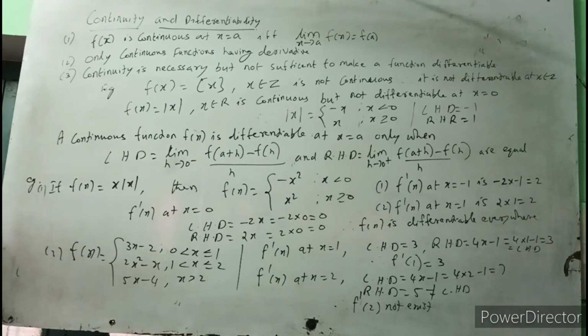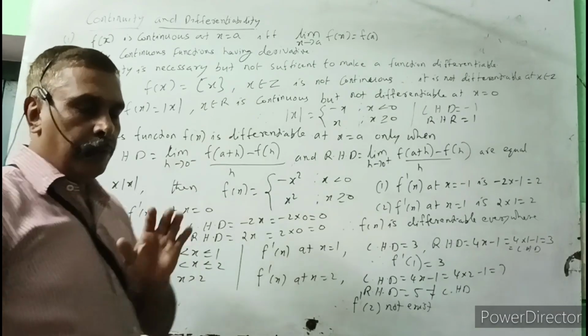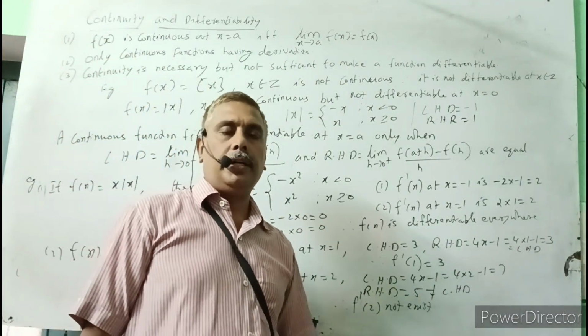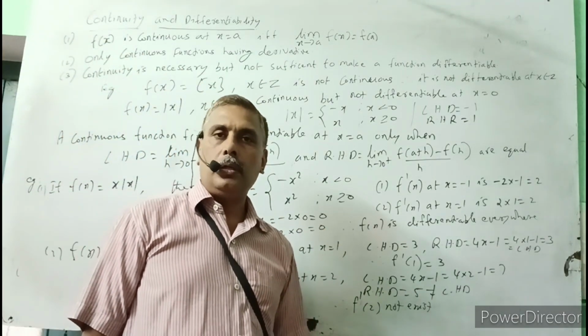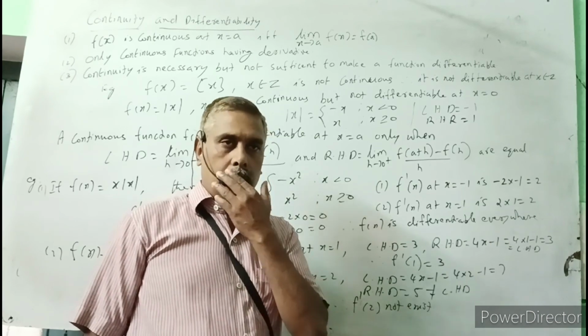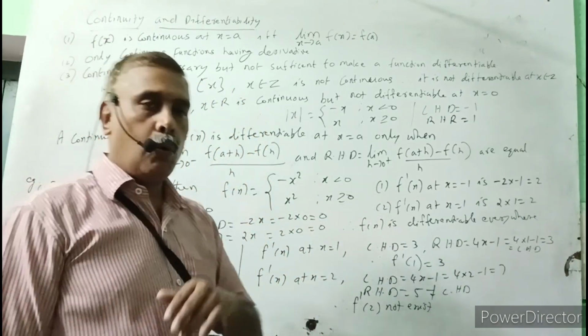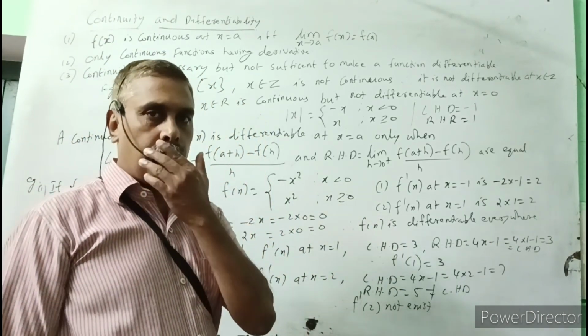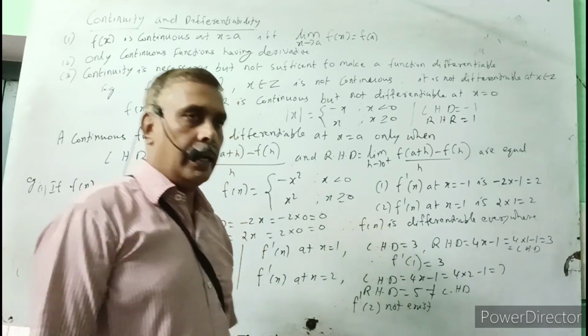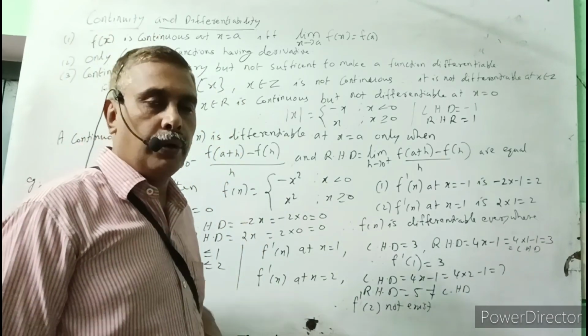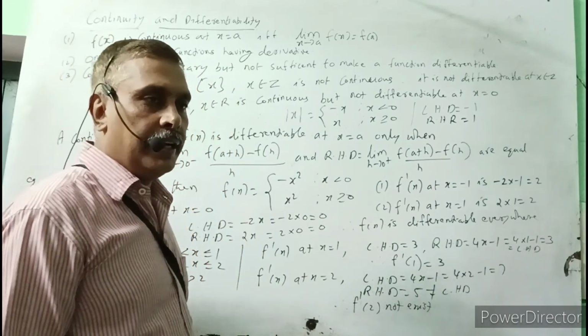So let us see how you can say whether a function has a derivative or not. In the last section we studied what the chain rule and first principle are. Now today we will discuss whether all functions have a derivative or not, and what conditions are required for a function to have a derivative.